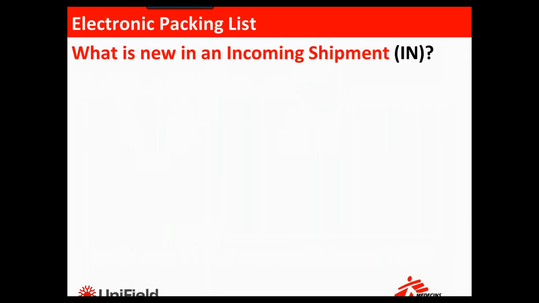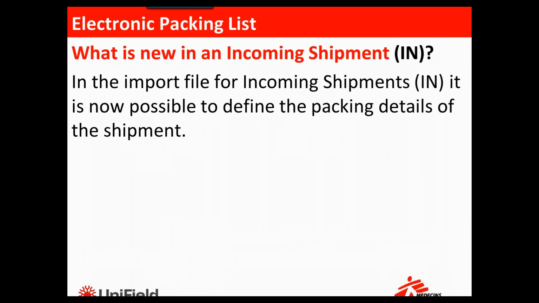Okay, so what's going to come with the new incoming shipment is just what I've mentioned: we're now going to use an import file. It doesn't oblige you to use the import file, but you have the possibility of importing into the incoming shipment an electronic packing list that already has the defined packing details of your shipment.